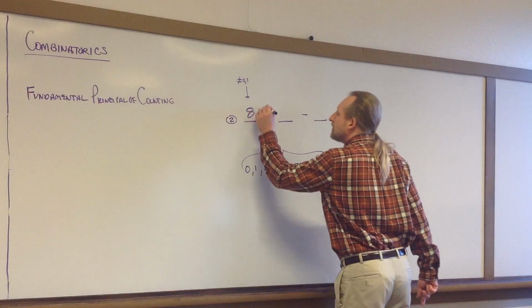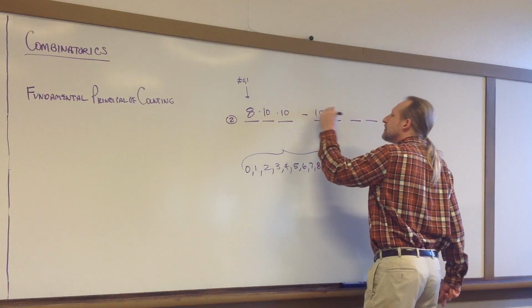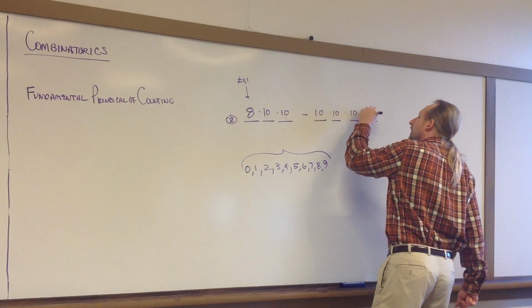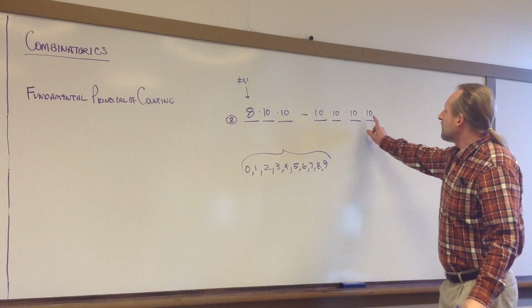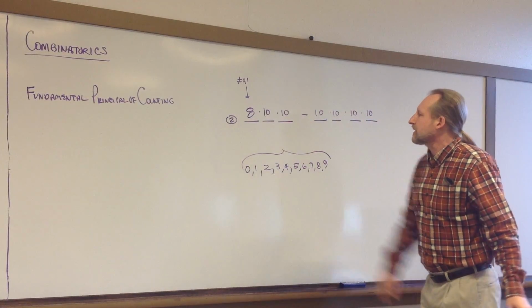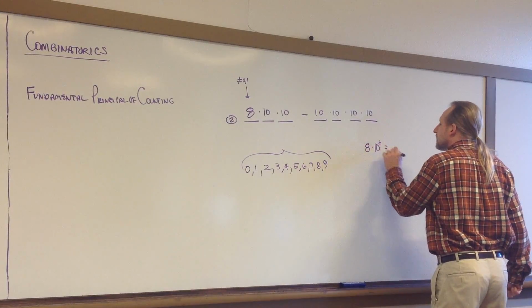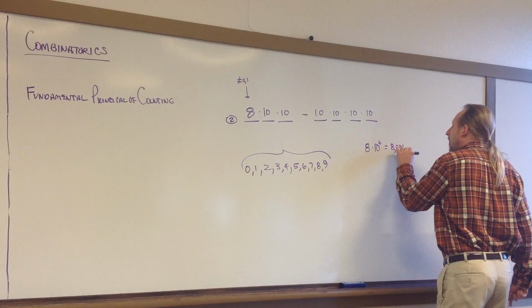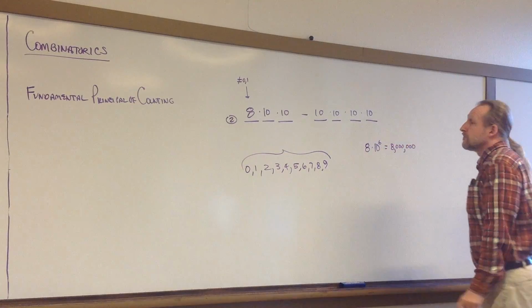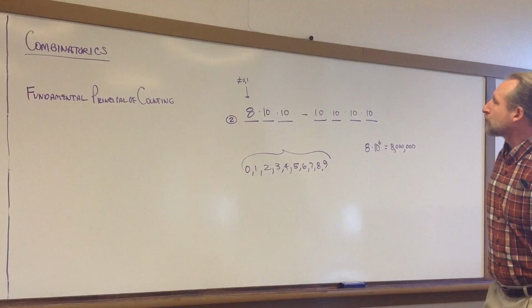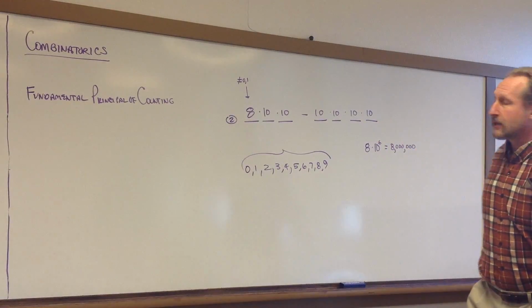And then we've got 10 choices for each of the other positions. So we've got 1, 2, 3, 4, 5, 6. So that's 10 to the 6th power. 8 times 10 to the 6th. Or 8 million different phone numbers, okay, without an area code.